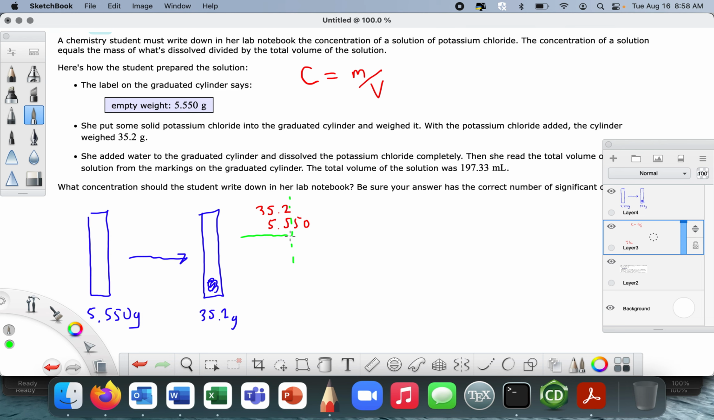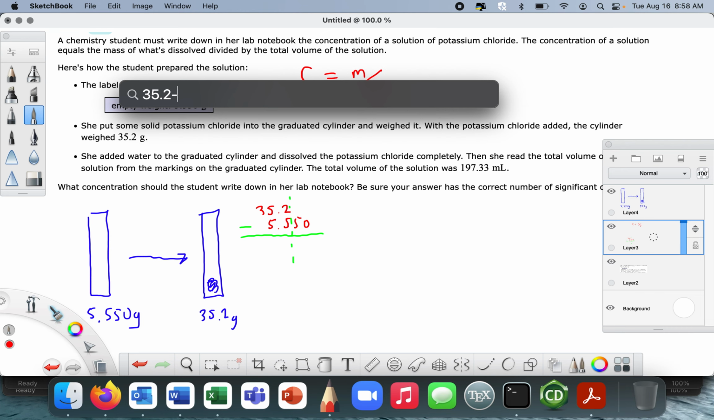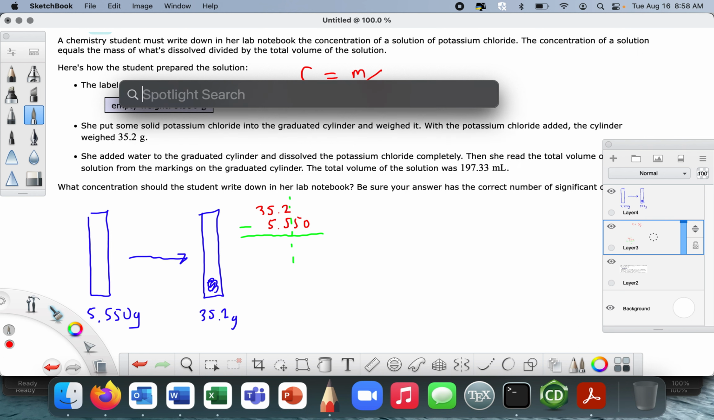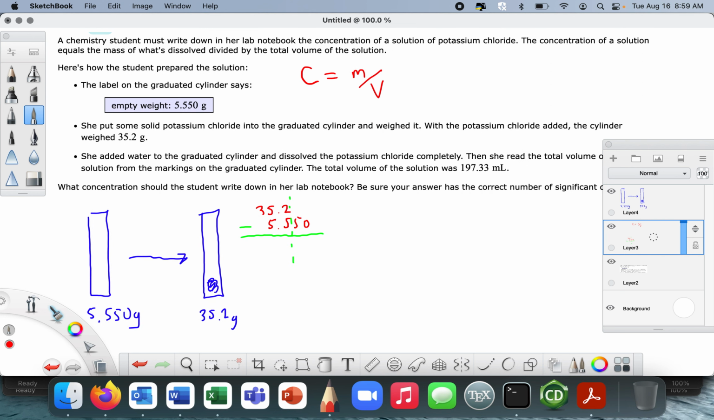And so we know that if we're going to subtract, the difference can't be any more precise than the tenths place because that's what we were given there, right? So let's put this in math. 35.2 minus 5.550 equals 26.95. Or what was that? I think I read that wrong. 35.2 minus 5.550 equals 29.65. Okay. So there's my last sig fig, right?